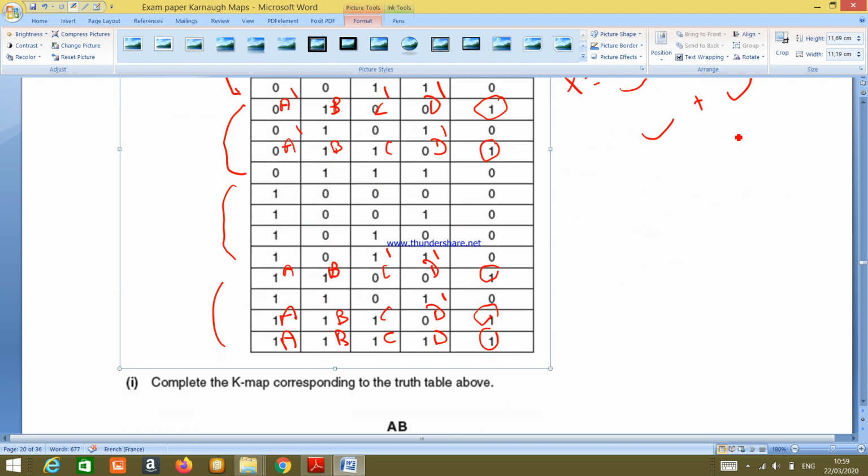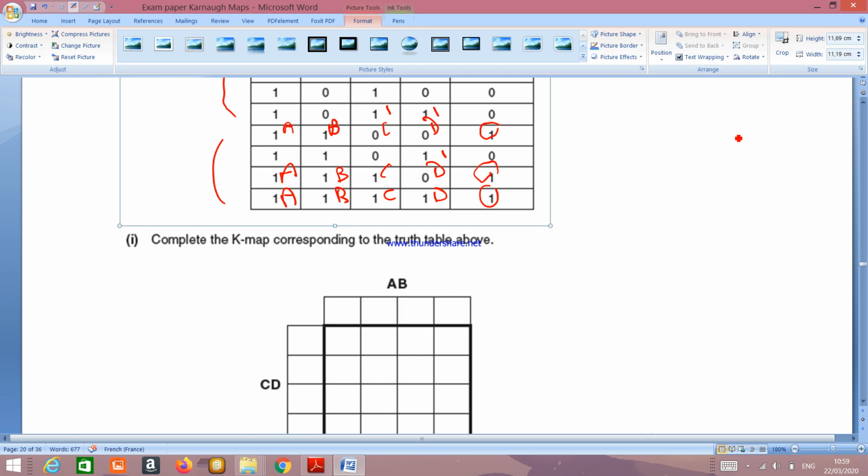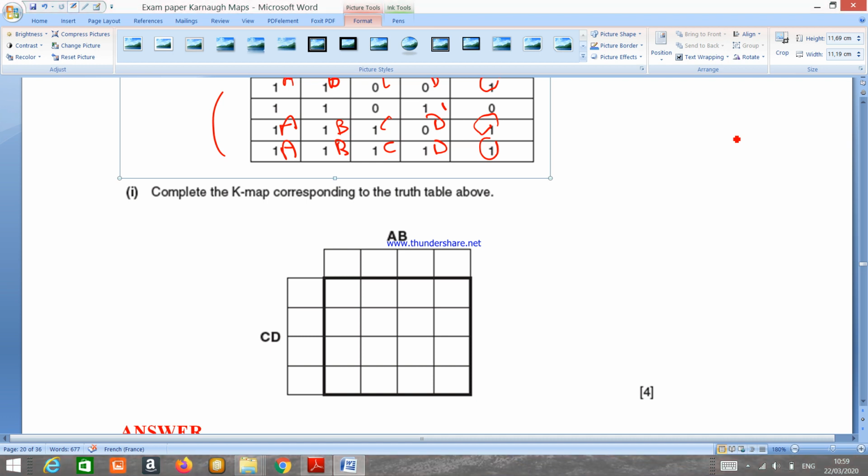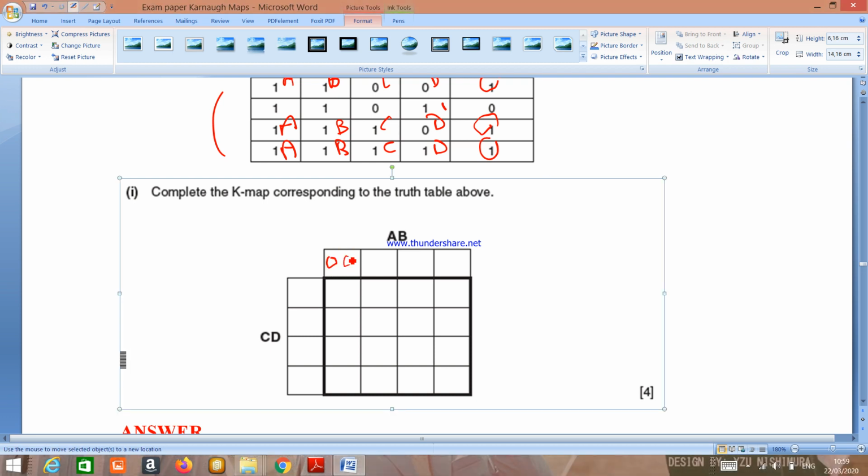Let's now try to answer the question. Here we have to fill in the Karnaugh map. So this was the question, not about writing the Boolean expression, but filling the Karnaugh map. Now this is A, B with 00, 01, 11, 10. This is given to you.